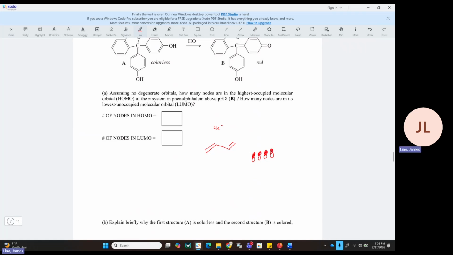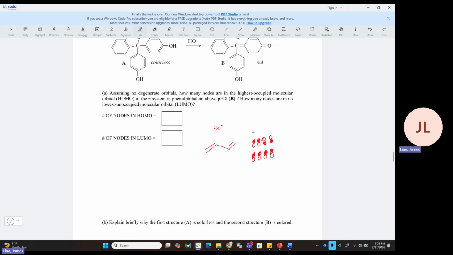So that's like our most bonding energy component, and this one has 0 nodes. And then we get to the next one, where we need to have 1 node. So I have to have bonding over here, but then I have to have some kind of anti-bonding in between to form that single node. So that means I would have to do something like this instead. That will form that node right here.